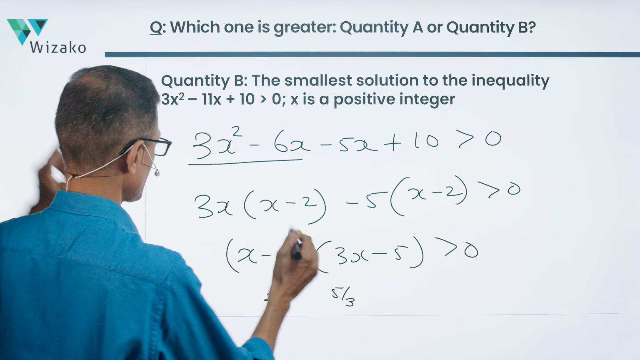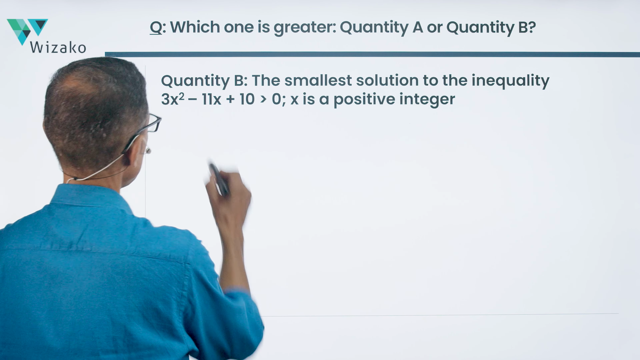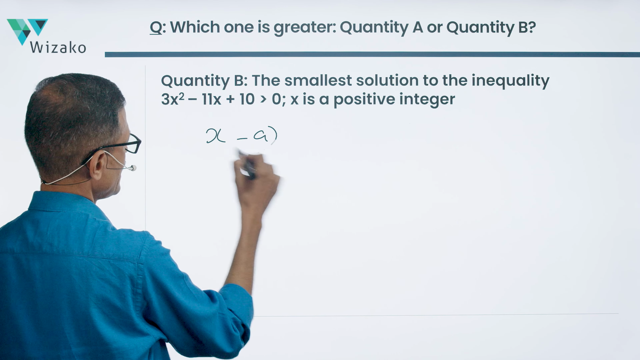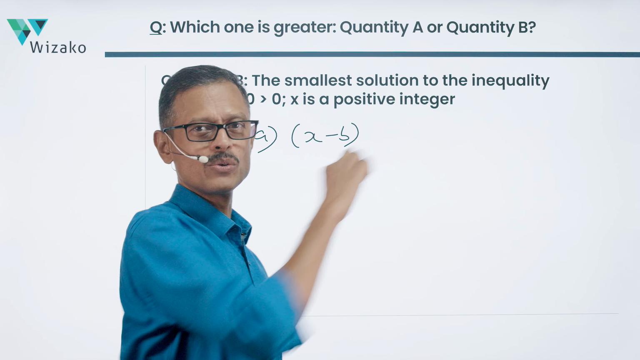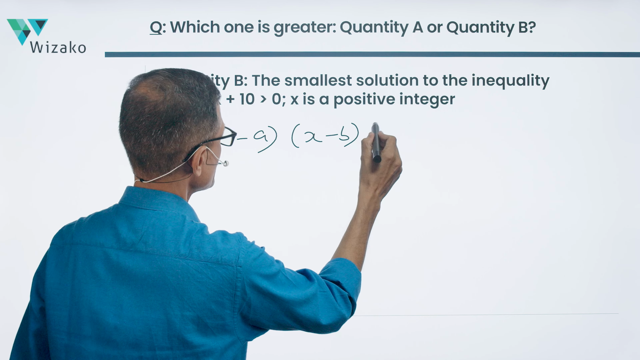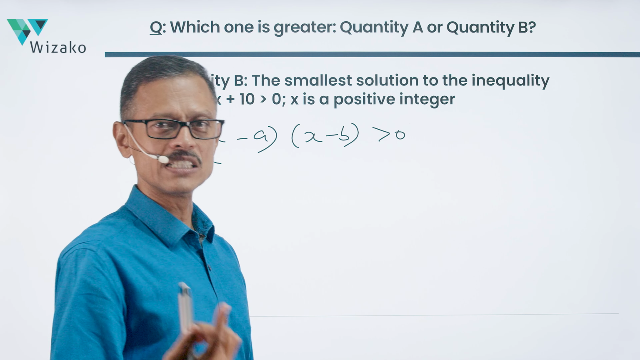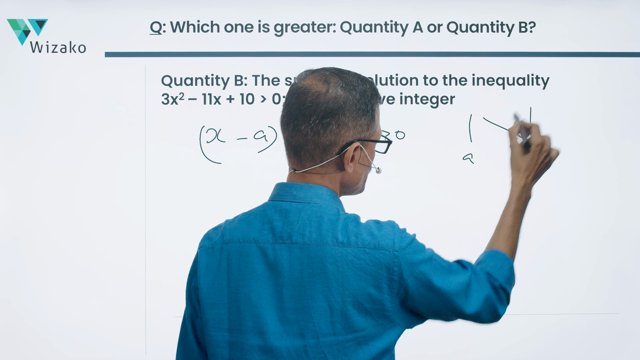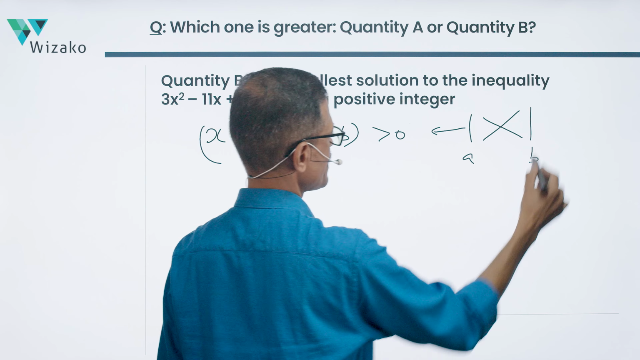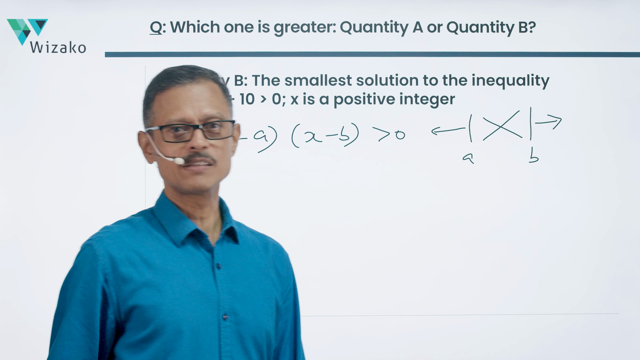So what do we have here? Greater than inequality. So I'm going to write the rule directly. x minus a times x minus b. If you recall the last time, it was less than 0, so it was lying within the roots. If it is greater than 0, then it will not lie within the roots. So if a is smaller than b, let's say these are the roots, then it will not lie between the roots. It's going to be a value which is lesser than a or a value which is greater than b.